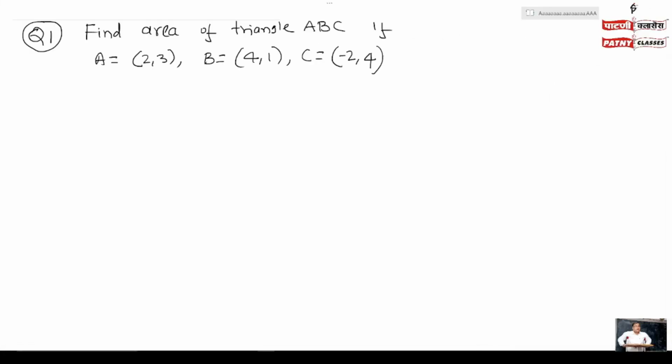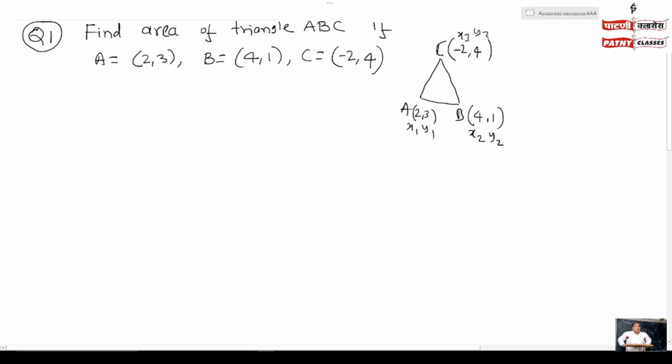Find the area of triangle ABC if A is 2, 3, B is 4, 1 and coordinates of C are minus 2, 4. Okay, first we draw the triangle here. A, B and C, and this point is 2, 3. This point is 4, 1 and C is minus 2, 4. I call it x1, y1. I call it x2, y2. And I call it x3, y3.